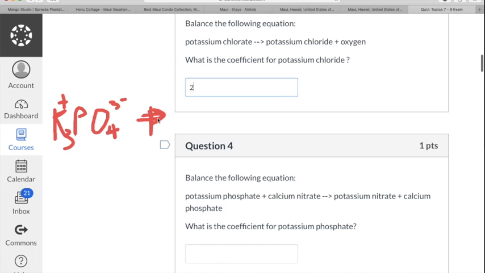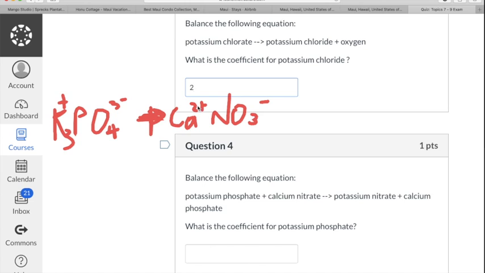plus calcium nitrate. Calcium nitrate is going to be NO2, I believe. Nope, nitrate's NO3 minus. And calcium is going to be a 2 plus.